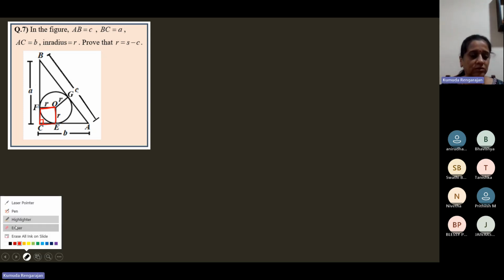See, the whole thing is B, no? So this one is R, correct? This one is R, correct? So, but the whole thing is B. So how much is this? B minus R, B minus R. Now this one is R. So how much is this one? A minus R, A minus R.